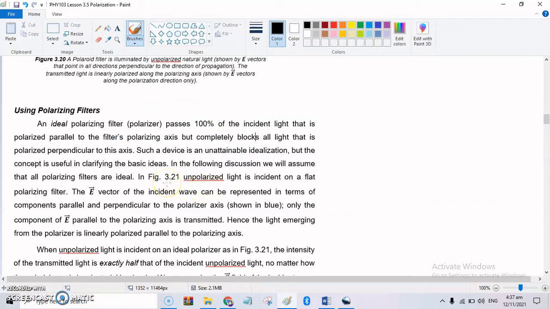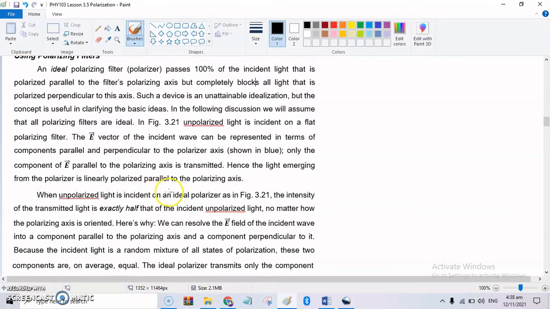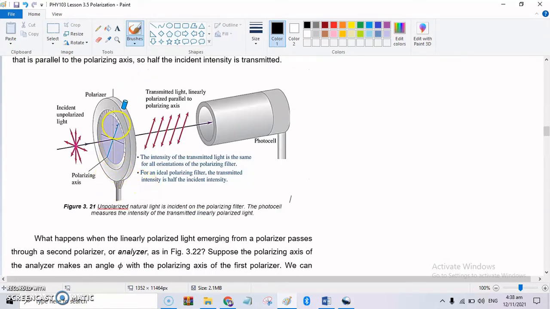In figure 3.21, unpolarized light is incident on a flat polarizing filter. The electric field vector of the incident wave can be represented in terms of components parallel and perpendicular to the polarizer axis, shown in blue. Okay? Now, only the component of the electric field parallel to the polarizing axis is transmitted. Hence, the light emerging from the polarizer is linearly polarized parallel to the polarizing axis. Again, this is the polarizing axis, the blue one, and this is a polarizer.